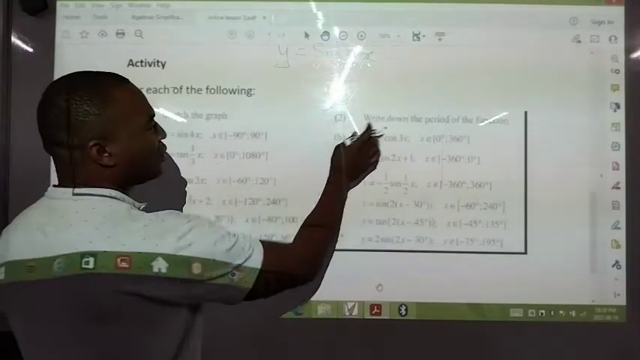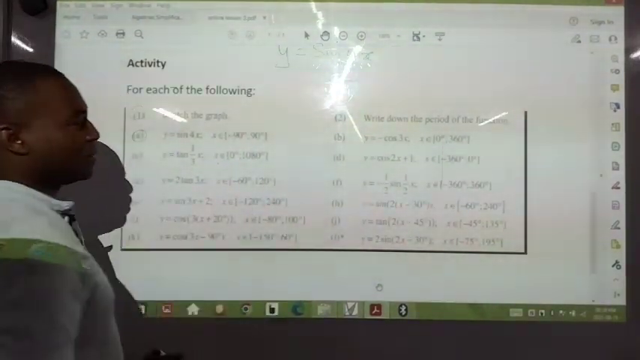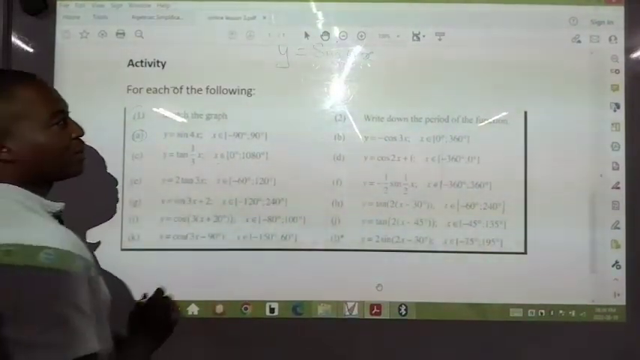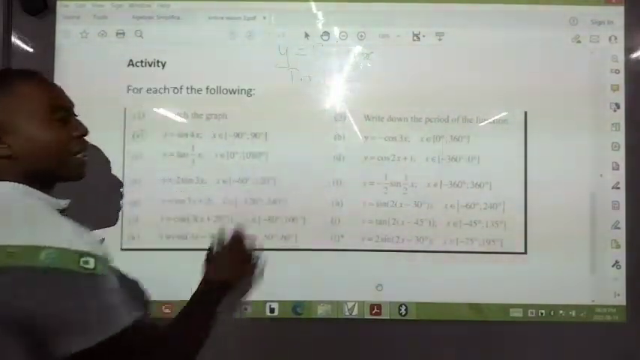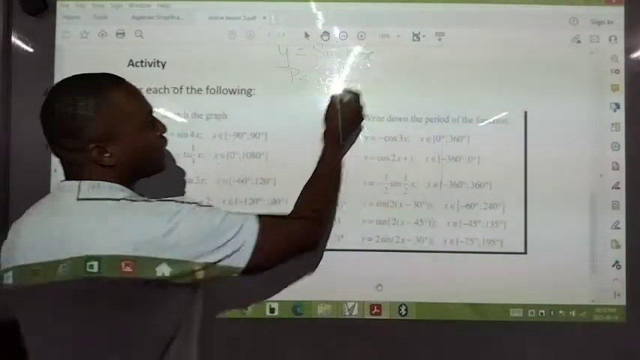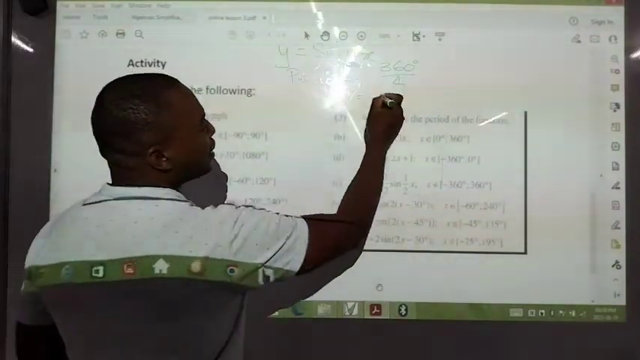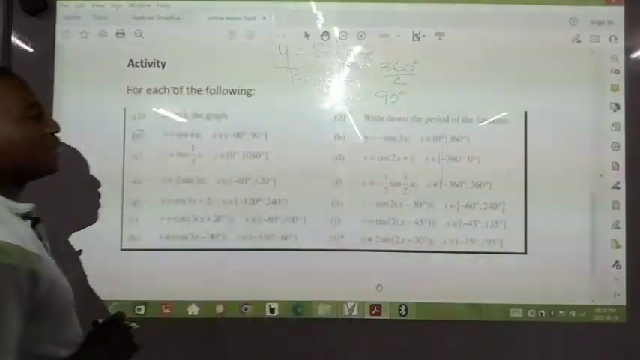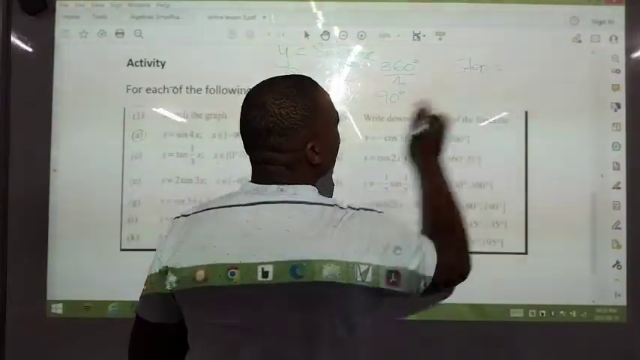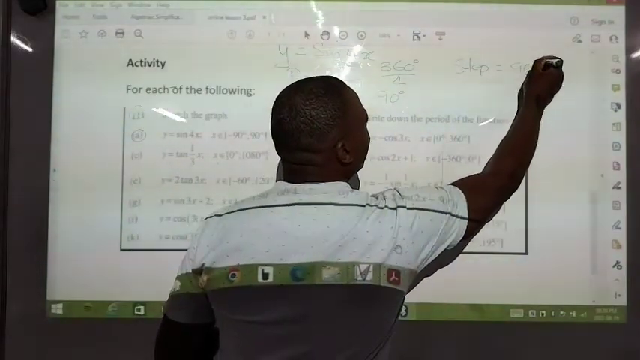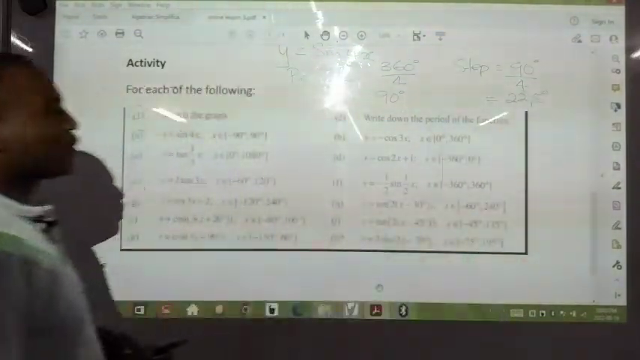So we can answer this second question, finding the period, because we will need it to help us to get the critical points. So we are saying period. Since it's the graph of sine, we know the basic graph is having a period of 360 degrees. So it's 360 degrees divided by 4. That is our b, and this gives us 90 degrees. And then we need a step. So the step, we said we divide the period by 4, and this gives us 22.5 degrees. So that's what we need.